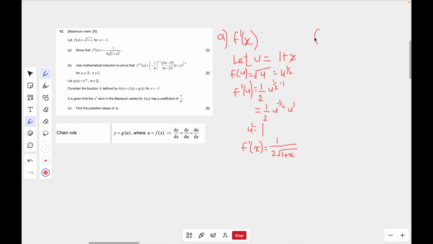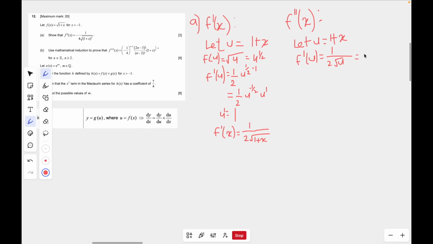To find the second derivative of f of x, we need to repeat this process, but now we use the first derivative of f of x as the function that we will be differentiating. So, using chain rule again, we let u equal 1 plus x, and have the first derivative of f of u equal to 1 over 2 times u to the power of negative 1 over 2. Remember, if you bring a positive exponent from the denominator to the numerator, or vice versa, the exponent becomes negative.